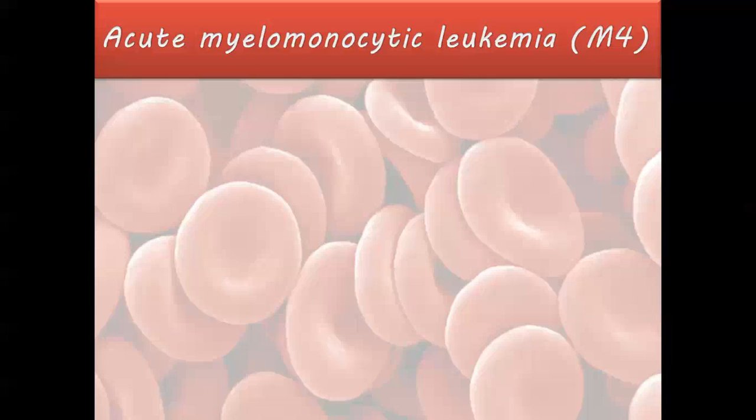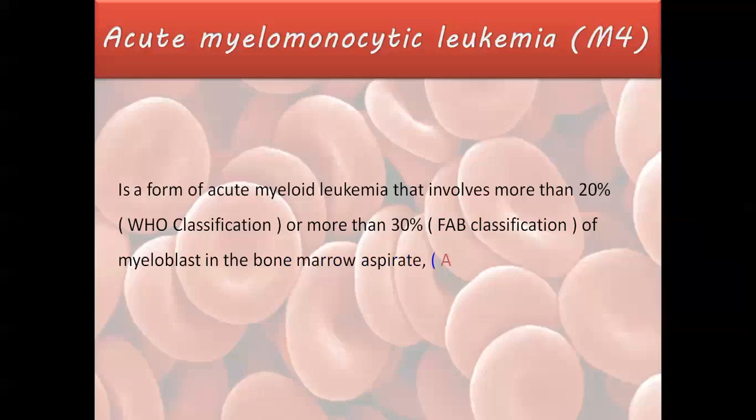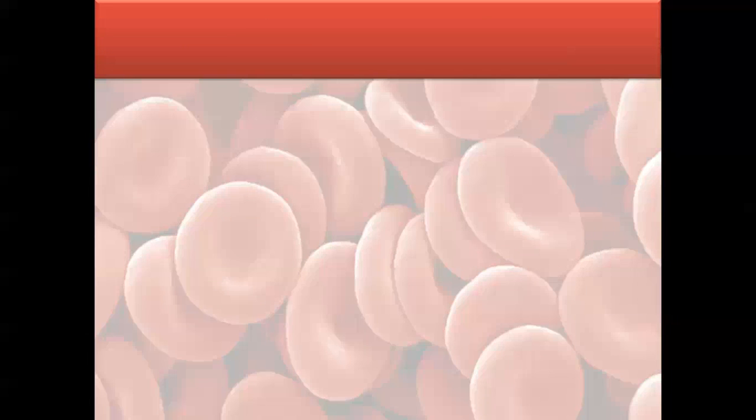Acute myelomonocytic leukemia, or M4, is defined as a form of acute myeloid leukemia that involves more than 20% in the WHO classification, or more than 30% in the FAB classification, of myeloblasts in the bone marrow aspiration. AML M4 is a common type of pediatric AML.